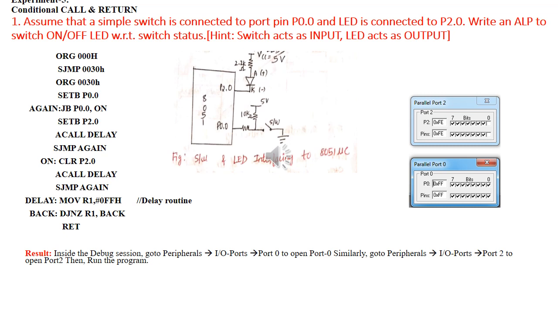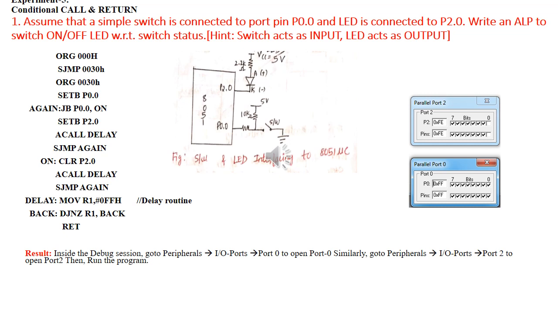So when P0.0 is equal to 1, you are going to jump to the label on. Otherwise, you are going to set the P2.0 bit. After setting that, again you are going to call the subroutine program. After executing the subroutine program, you are going to return to the main program, SJMP again. So this process you are going to repeat.